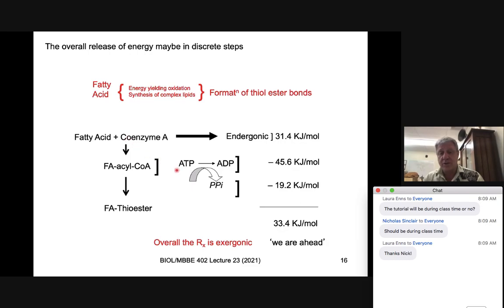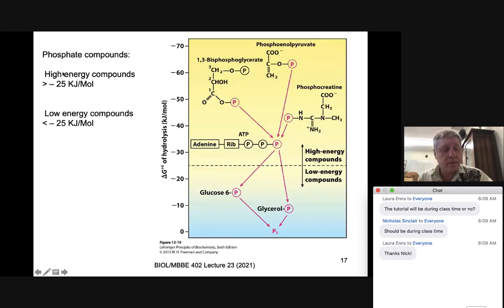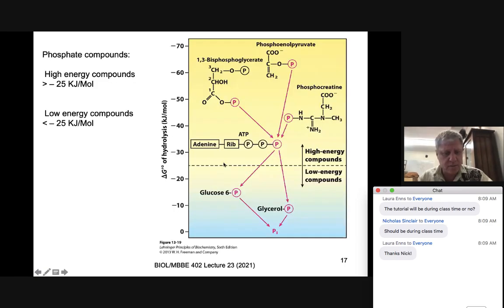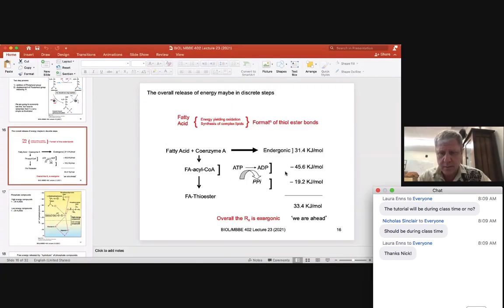Now, we can do it partially by degrading ATP to ADP and producing pyrophosphate. Now, this is two particular constituents of phosphate. Actually, that should be AMP, guys. That should be AMP, not ADP. Let me change that. Pretty sure that should be AMP.